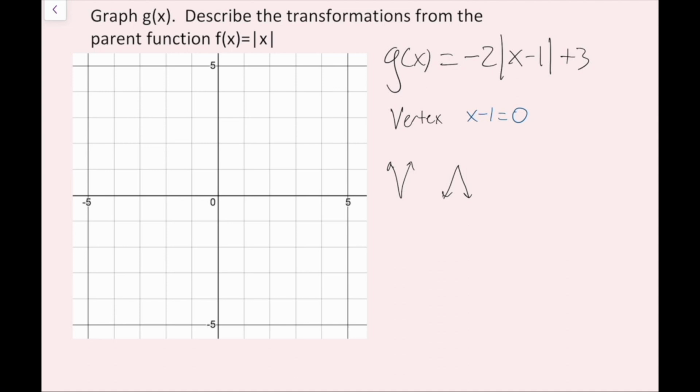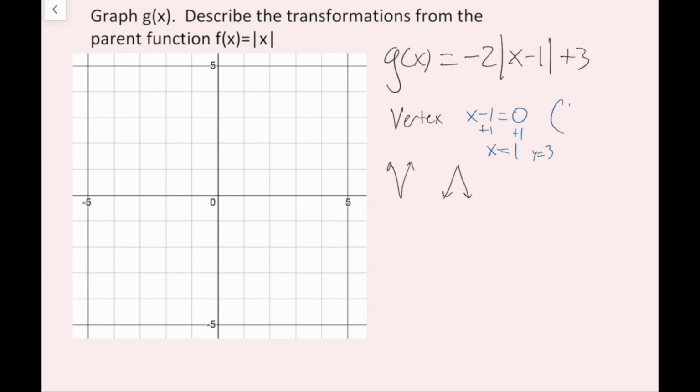And you could do that in your head, but if you add 1 on both sides, you get x equals 1. So the x value of my vertex is 1. And then the y value of my vertex is always the number that's being added to the absolute value expression. So in this case, it's positive 3. If I saw a minus sign, it'd be minus 3 or negative 3. So my vertex is 1, 3.